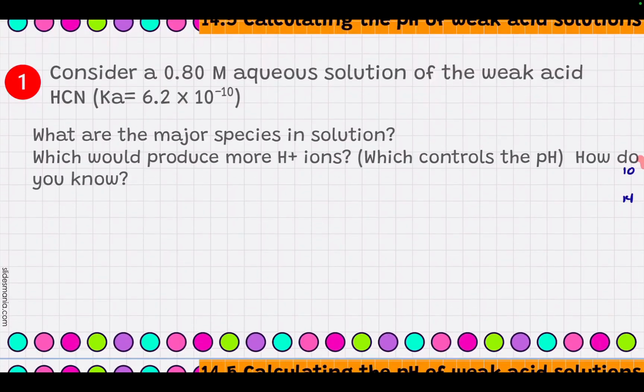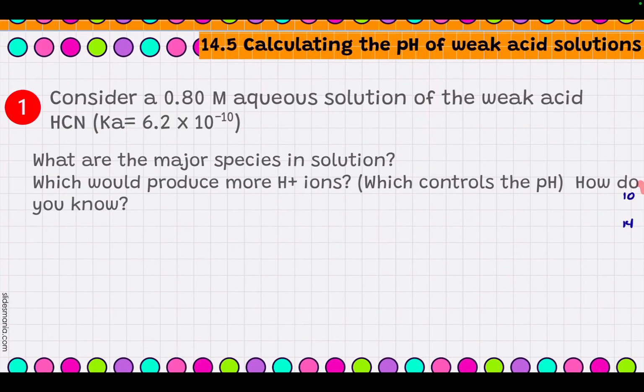So previously to this lesson, we talked about strong acids and how we can assume that the hydrogen ion concentration when it dissociates is the same as the molarity of the acid to start with, because the reactions go essentially to completion. Now we're talking about weak acids.